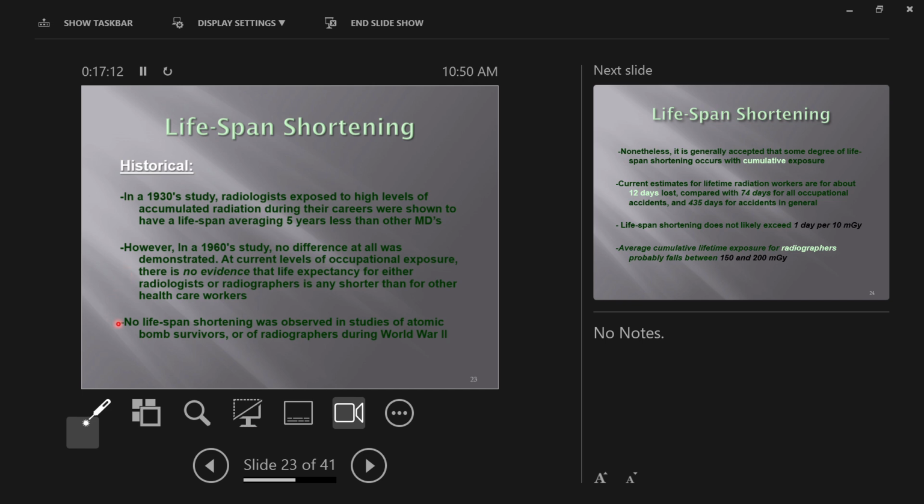Interestingly, no lifespan shortening was observed in studies of the atomic bomb survivors or of radiographers during World War II. Atomic bomb survivors are an interesting case because they received high doses of radiation all at once, so any effects that they had were deterministic effects. We were not seeing the stochastic, random lifespan shortening or cancer-causing effects in those, primarily because their dose of radiation was acute, meaning all at once, and high. So the effect happened right then. They either survived it or didn't. That's not like the chronic exposure of those radiologists in the 30s, who were just receiving low amounts of radiation for 30 years.